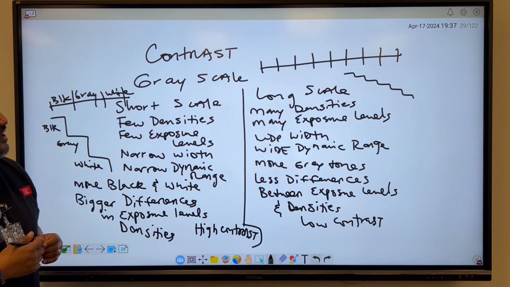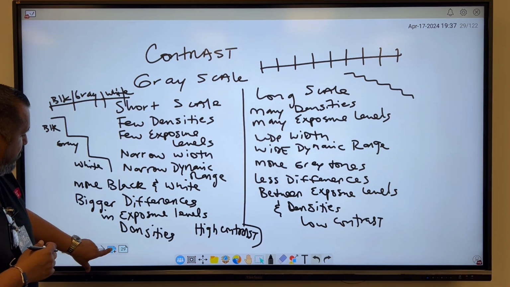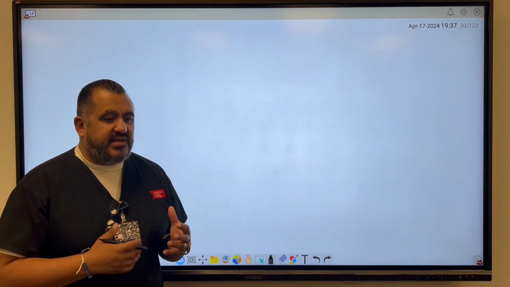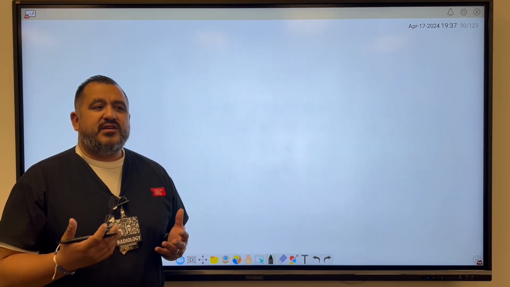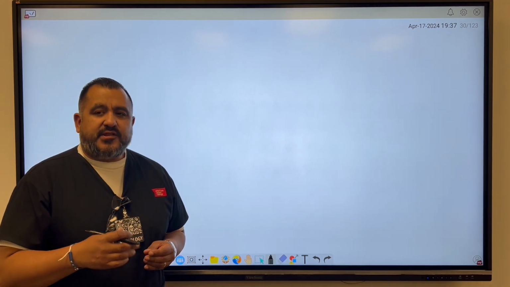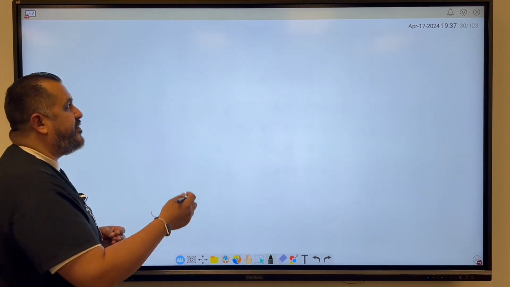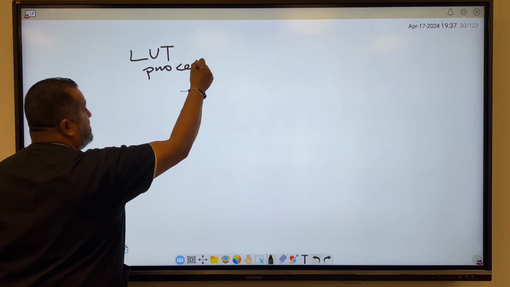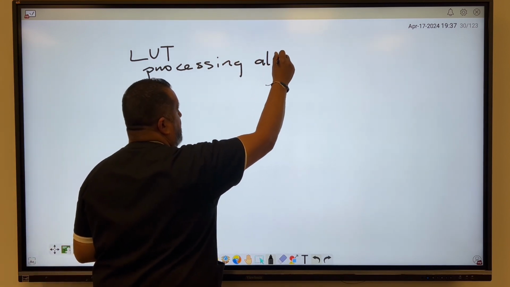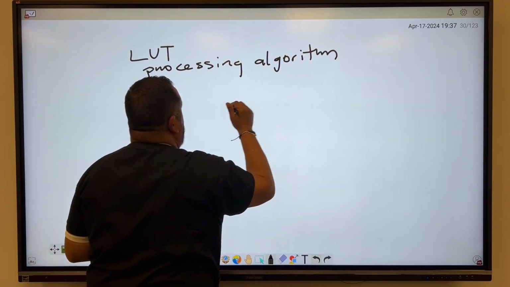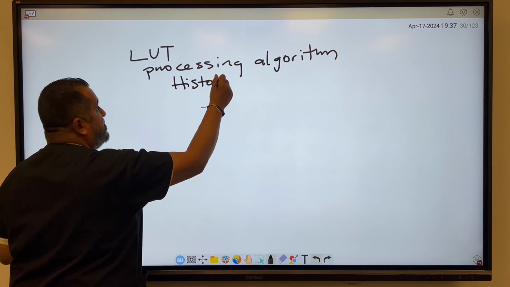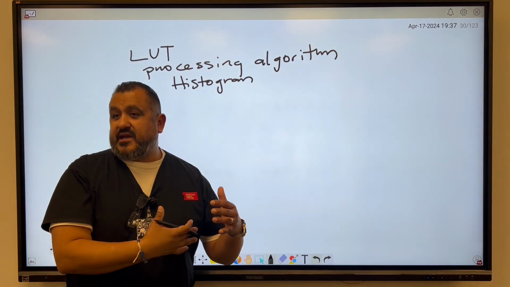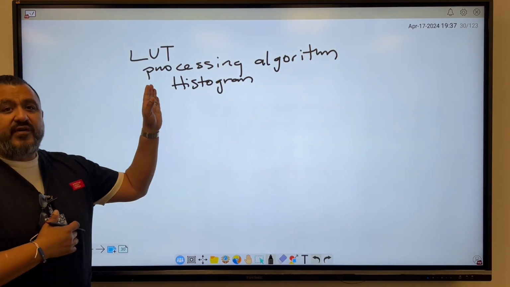But what we're going to do is I'm going to show you one of the little things that we talked about in class, where we asked, what are some of the things that affect contrast? And one of the things was kV, right? But it's not the primary controlling factor. The primary controlling factors for digital contrast are the lookup table, the processing algorithm, and the histogram. So there are two histograms. There's one that you see during the pre-processing, and then there's one that you see after the image is taken, correct? So these are now the controlling factors.